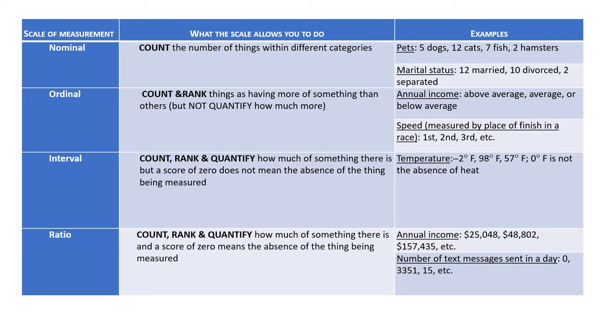Now, this is considered an interval scale of measurement because 0 degrees Fahrenheit is not the absence of heat. You can have negative numbers on the Fahrenheit scale. That's what makes this interval. Ratio is where 0 is the lowest score you can have. Negative numbers can't happen on a ratio scale. And that's really the only difference between interval and ratio. In terms of this class, again, we will be treating these two as similar because the types of statistics we can run on these two scales of measurement are the same. So we'll largely lump them together.